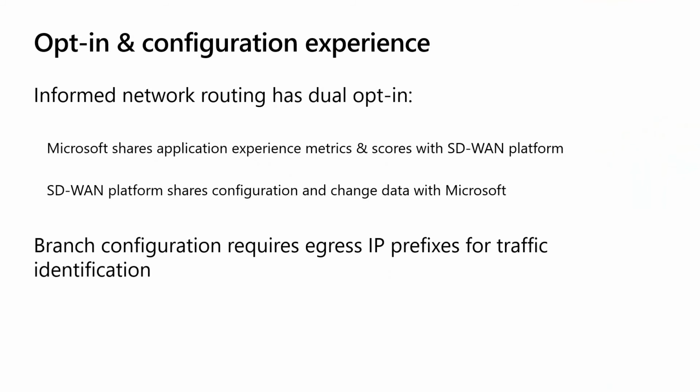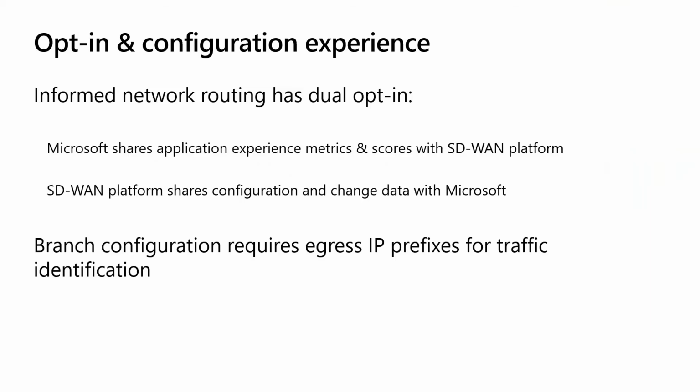So within both platforms, there's an opt-in process where a network administrator or a tenant administrator is going to need to get involved. And then from a configuration perspective, the primary thing that we need is the egress IP prefixes. So those public IP addresses that are associated with traffic coming out of each one of the branch locations in your organization. Now let's look at what that actually looks like from the perspective of the Microsoft platform.